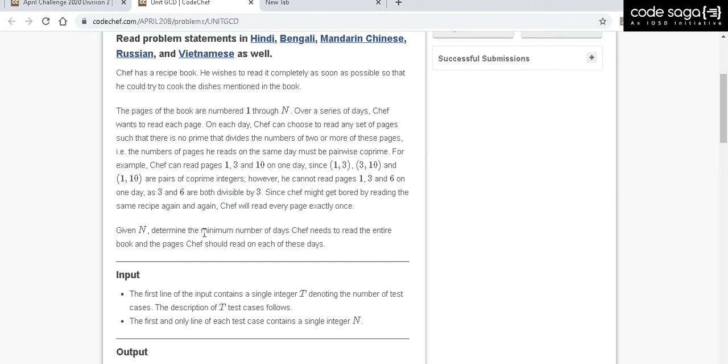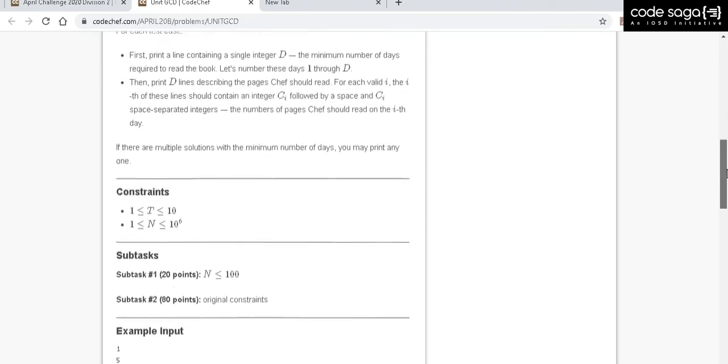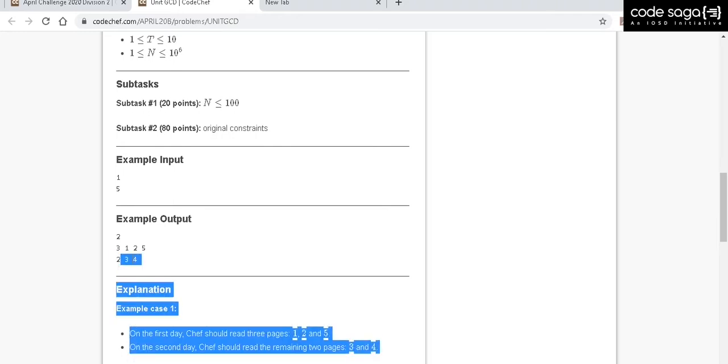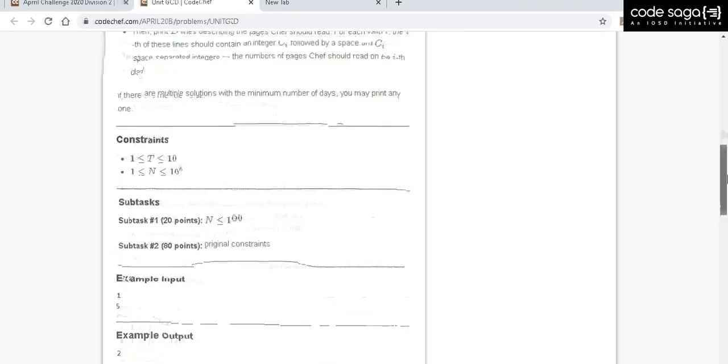What we have to find out is the minimum number of days chef needs to read the entire book, and the pages chef should read on each of these days. Now how we have to give output is print the number of days, and then print for each day how many pages he is reading and the numbers of those pages. So on the second day he is reading 2 pages numbered 3 and 4.